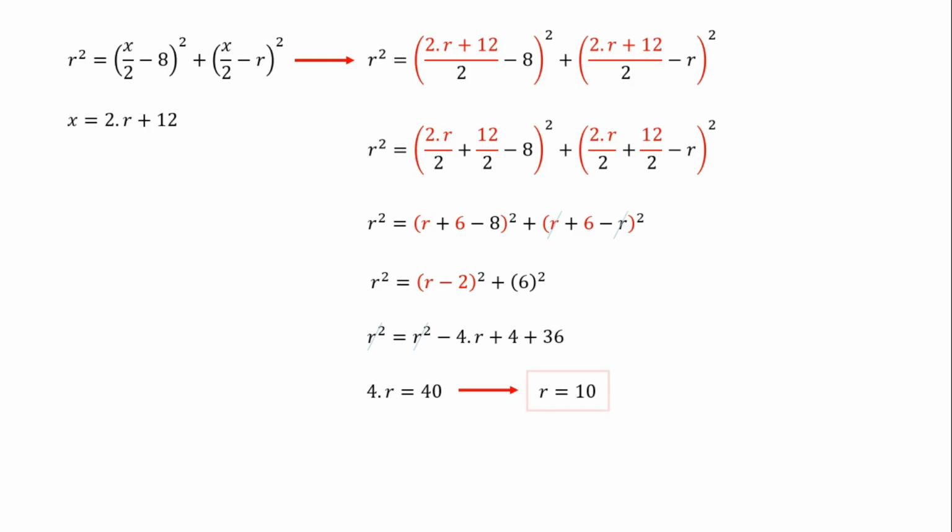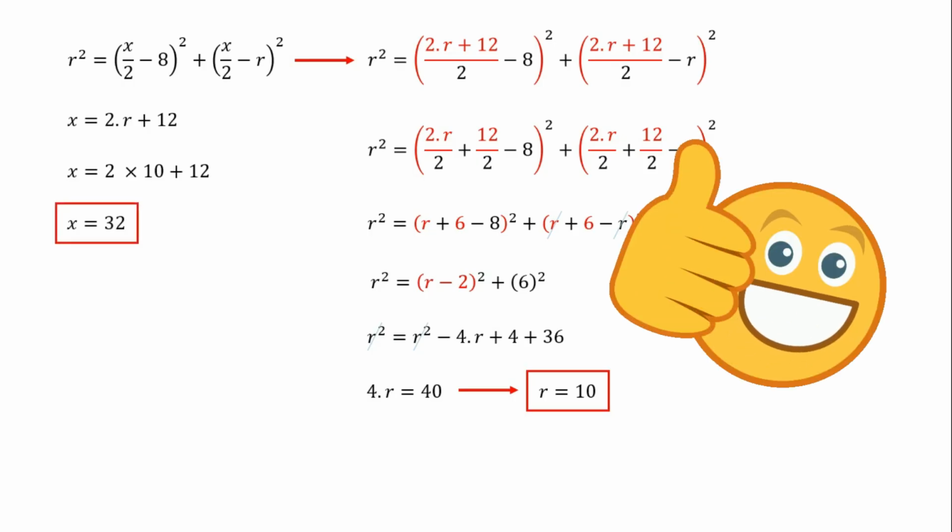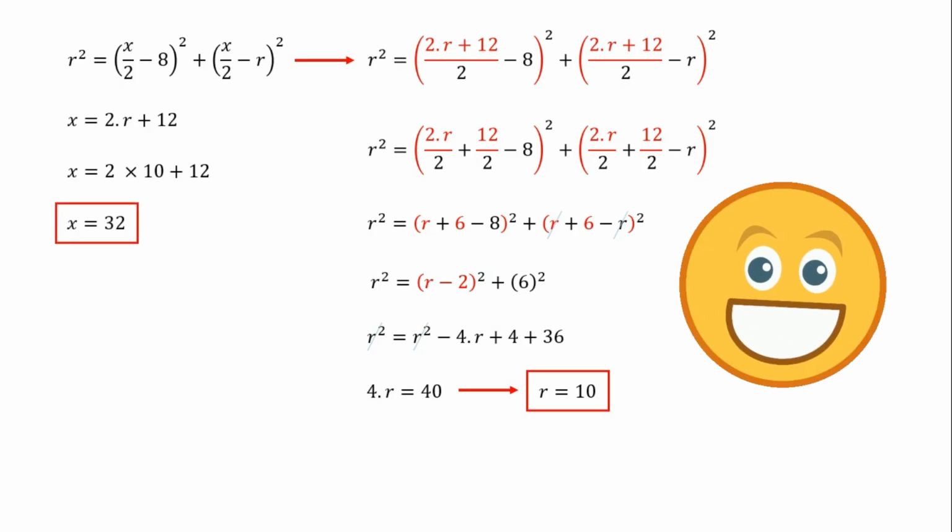But that's not what the problem is asking for. We need to find x, the side length of the large square. Now substitute r equals 10 into the equation x equals 2 times r plus 12. This gives us x equals 2 times 10 plus 12. Therefore, x equals 32.